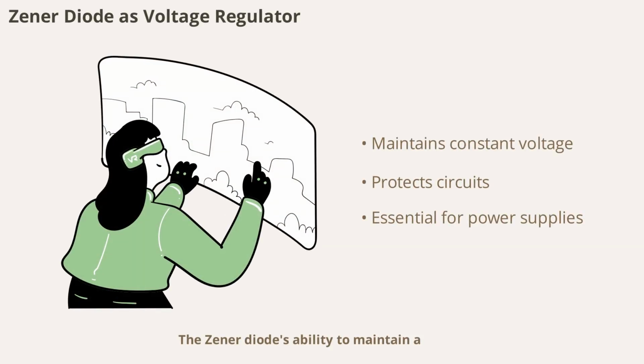voltage spikes. A Zener diode's ability to maintain a constant voltage makes it an excellent voltage regulator. When connected in reverse bias across a load, the Zener diode allows current to flow once the supply voltage exceeds the Zener voltage, keeping the voltage across the load stable. This is crucial in power supplies and electronic circuits where voltage stability is essential for reliable operation.